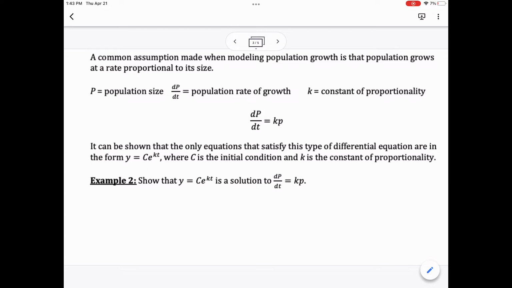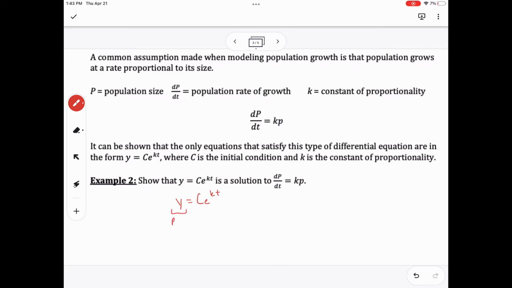Now here, a common assumption when making a model of population growth is that the population grows at a rate proportional to its size. So here I have the differential equation dP over dt, the derivative of the population with respect to time, is equal to k, which is a constant of proportionality, times the population. They would like to show that one of the equations that satisfies this differential equation is y equals c times e to the kt power, where c is an initial condition, like a constant, and k is that constant of proportionality.